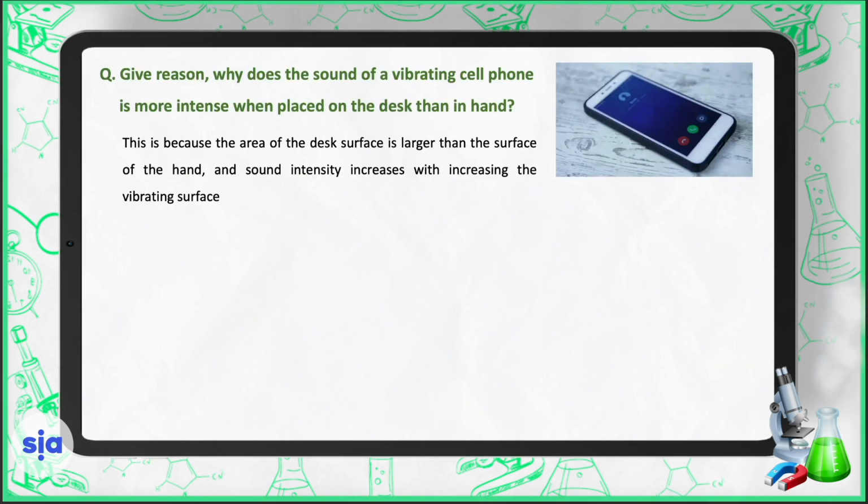Now, what about the vibration or the tone of vibration of a cell phone? Is it more intense when put on the table or held in your hand? Of course, the sound intensity increases with the increasing vibrating surface. So, you can hear the tone of the vibration more intensely when the cell phone is put on the desk surface and not in your hand.